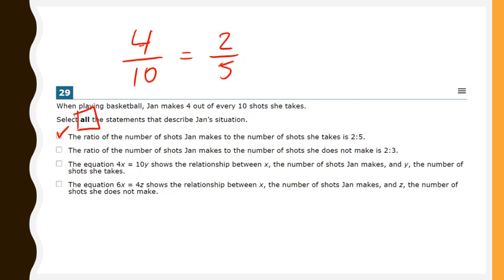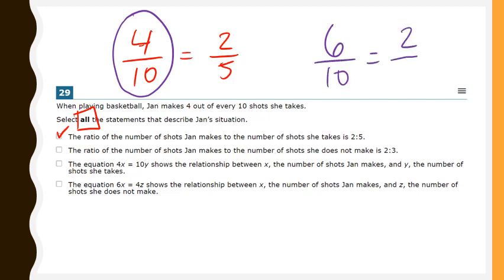Now remember when it says all, there could be multiple correct answers here, so let's keep on looking. The ratio of the number of shots Jan makes to the number of shots she does not make is 2 to 3. So I've got to think about this. In purple here, what I'm going to write is not the ratio of makes, which is 4 out of 10. The ratio of misses would be 6 out of 10, which translates when I reduce to 3 out of 5. Now what we can see is that this ratio is not 2 to 3. This ratio is actually 3 to 5 for the misses.